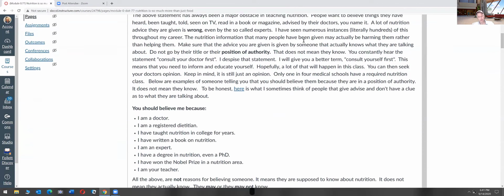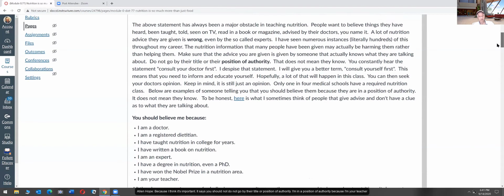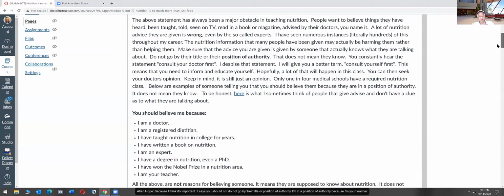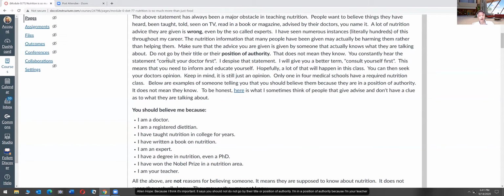And this document, if you haven't read this document, spend a little bit of time reading it because I think it's important. It says do not go by their title or position of authority. I'm in a position of authority because I'm your teacher. That doesn't mean you should just automatically believe me. You should listen to what I say and kind of compare it to what you know or what is actually out there.